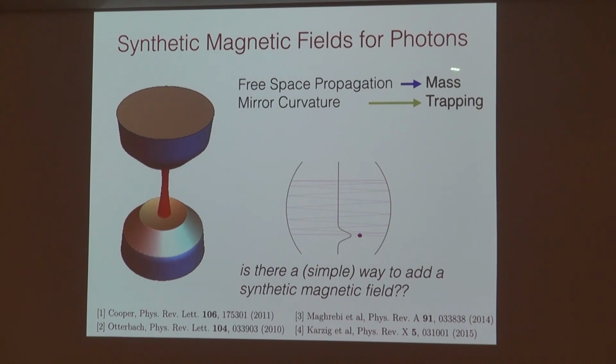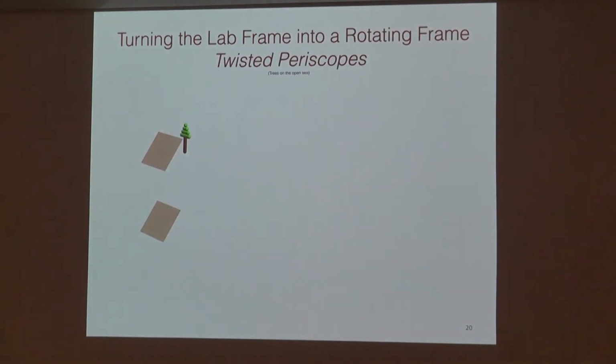And what you can see is that each of these is a term which is quadratic in either x or p, right? The free space propagation gives me something which goes like p squared. The mirror curvature gives me a term in my Hamiltonian which goes like x squared. So the natural thing to ask is, is there a way to get a term that looks like xp? That's what a magnetic field looks like in a Hamiltonian. And the answer, it turns out, is yes. You just need to twist the cavity.